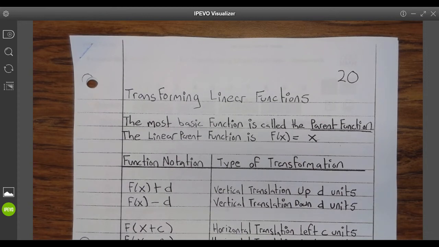Podcast. Today we're going to draw on page 20, transforming linear functions. The most basic function is called the parent function. The linear parent function is f of x equals x.